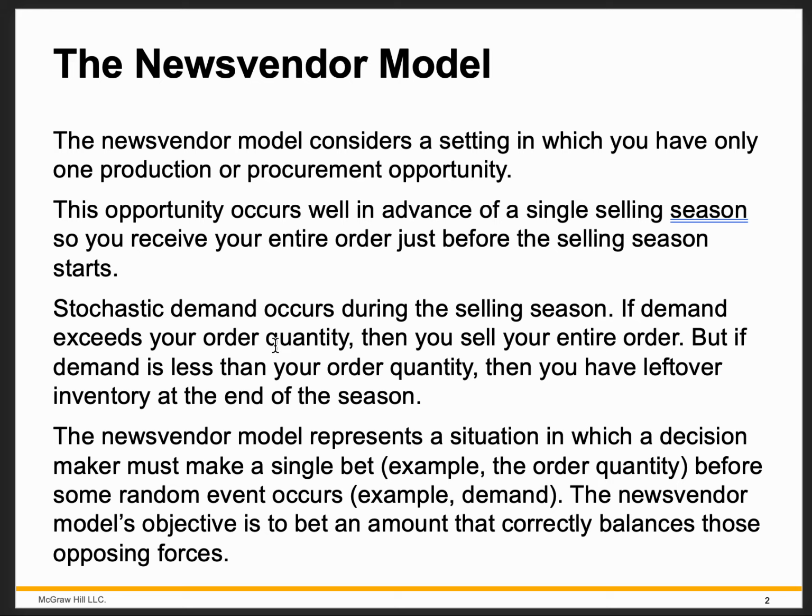Or let's say you have red roses. Red roses will sell like gangbusters right before Valentine's Day, as it's coming up, or it could be a couple of other times during the year. But the rest of the time, the demand will be very low. You might have demand for other kinds of flowers, but specifically for red roses, the demand will be slightly low. So the newsvendor model represents a situation in which a decision maker must make a single bet, a single order quantity, before some random event occurs.